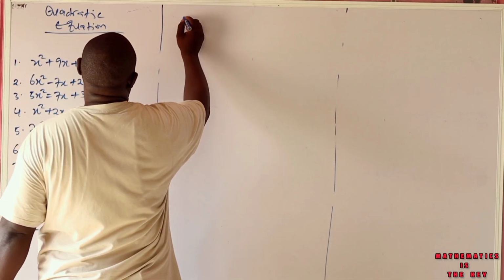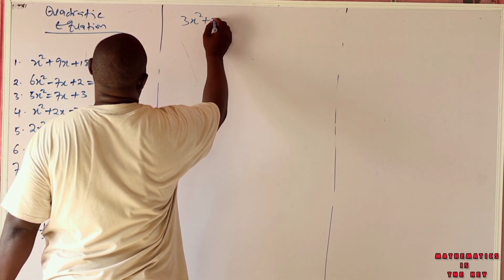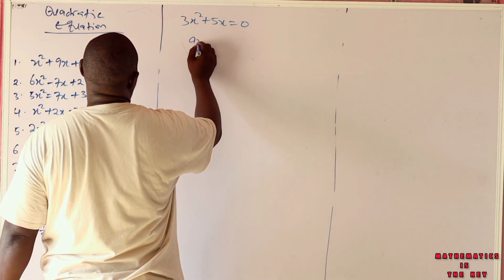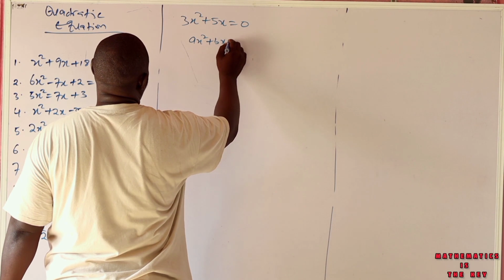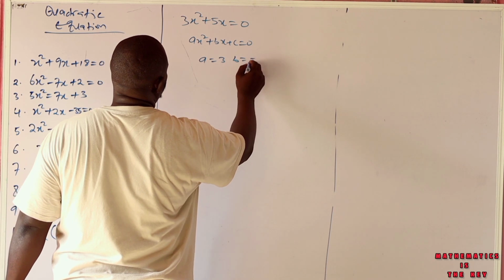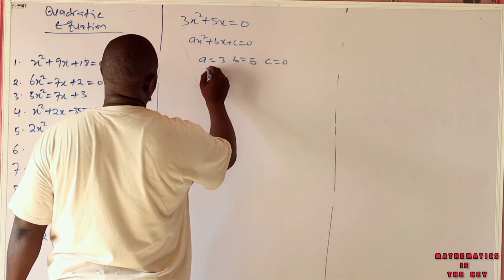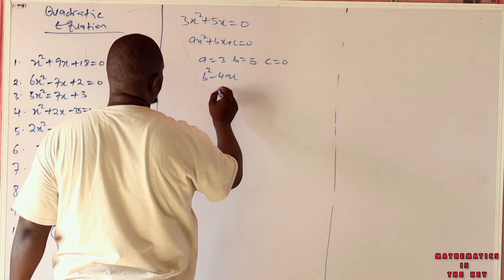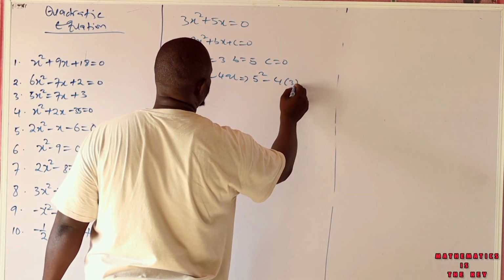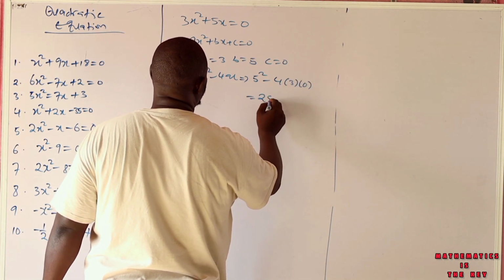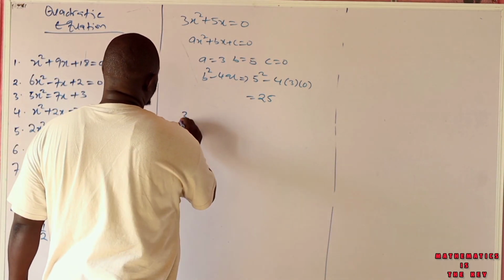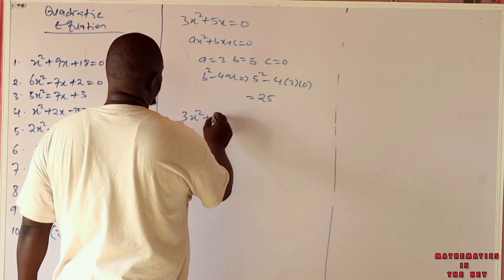Let us have a look at this question. 3x squared plus 5x is equal to 0. Comparing with the general form, ax squared plus bx plus c is equal to 0, a is equal to 3, b is equal to 5, and c is equal to 0. b squared minus 4ac will now be 5 squared minus 4 into bracket 3 into bracket 0, and this should be 25. 25 is a perfect square of 5. So in this case, we can solve this using factorization.